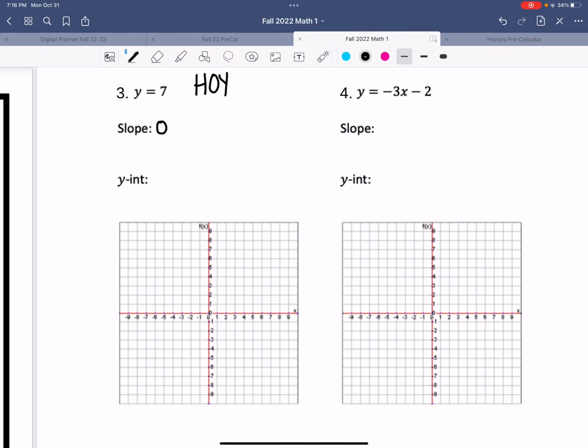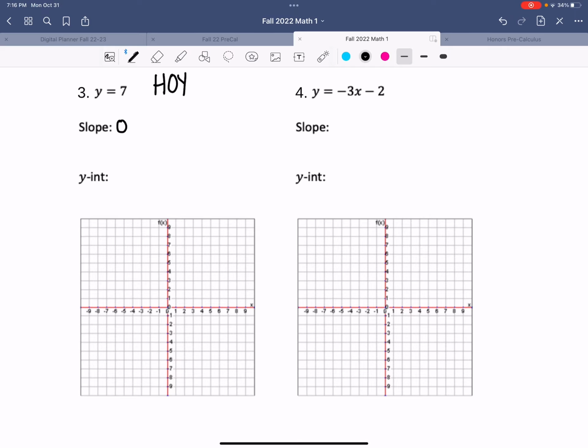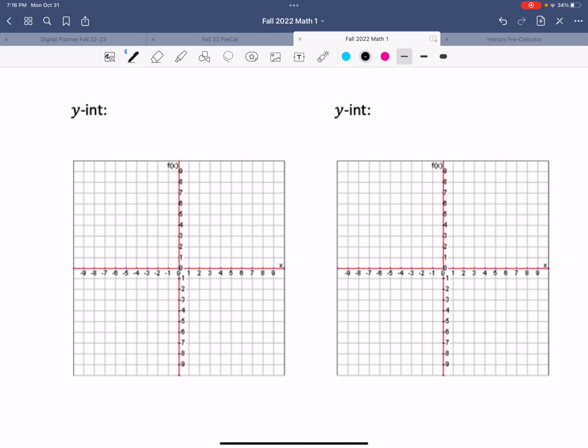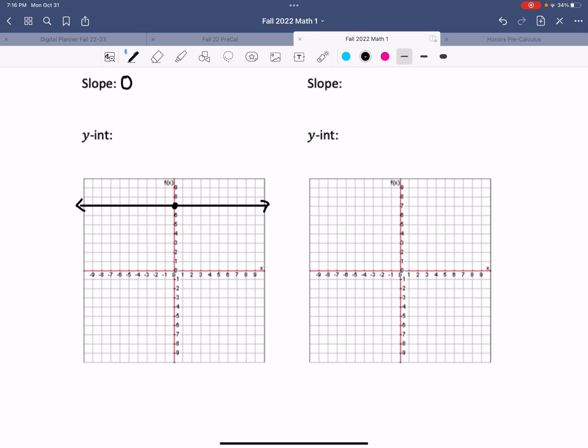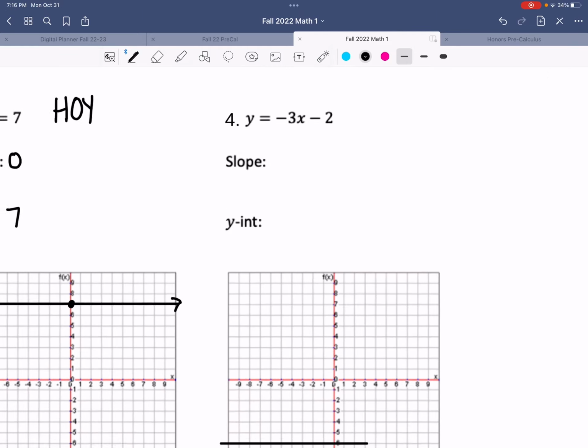let's look at it. I'm going to go to my y-axis, and on my y-axis, I'm going to plot 7. So there's my y-axis, there's 7. And I'm going to cross that line, a horizontal line. So the question is, where does it cross the y-intercept? Well, it crosses at 7. All right, so look at the next one.